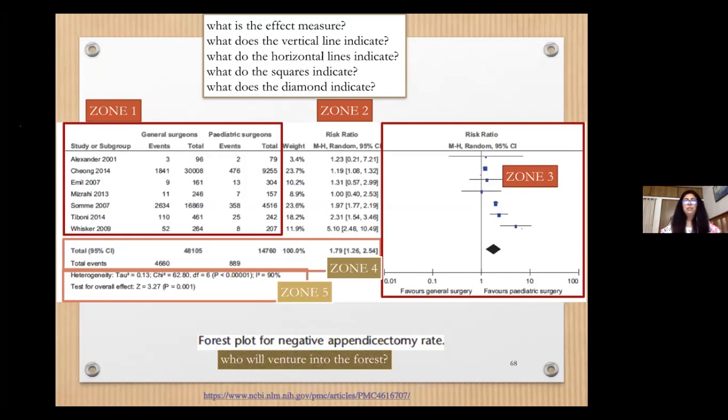So what about the size of the squares? Is it important? A bigger square means it has more weight, meaning it has more sample size. Yes, less variance. What about the horizontal line? Those are the confidence intervals. Yeah, and the longer the line, the wider the confidence interval. Okay. What is the vertical line? The pooled effect.